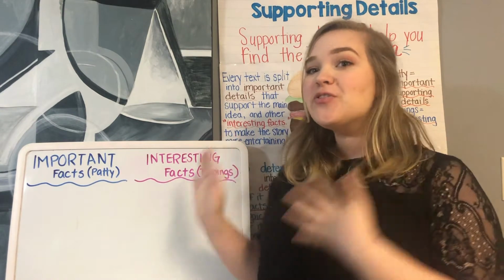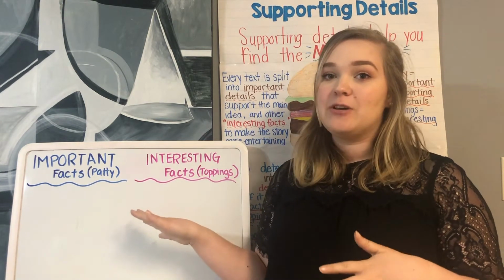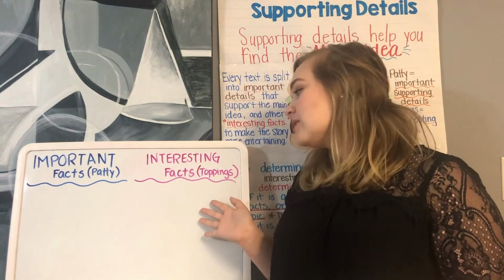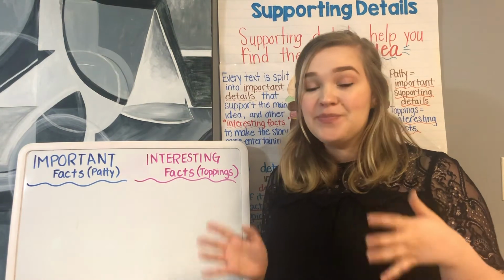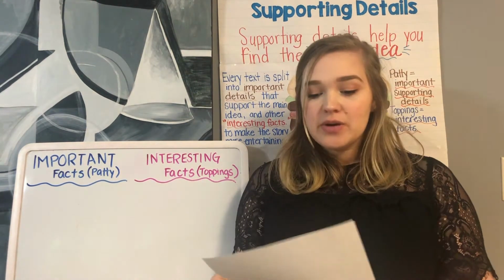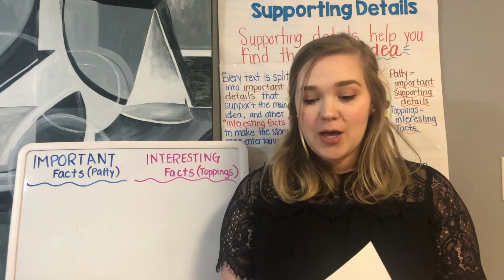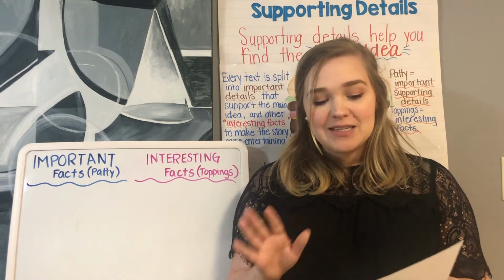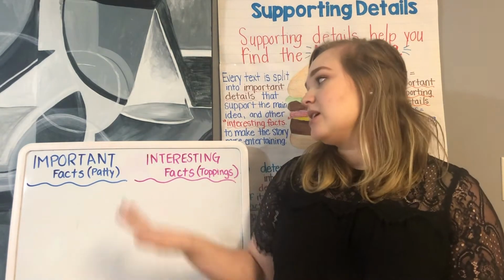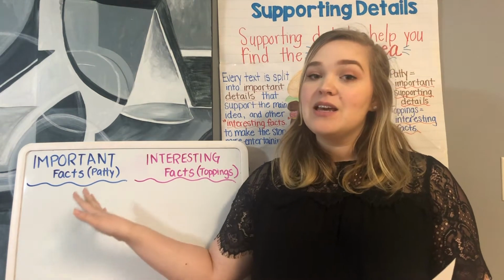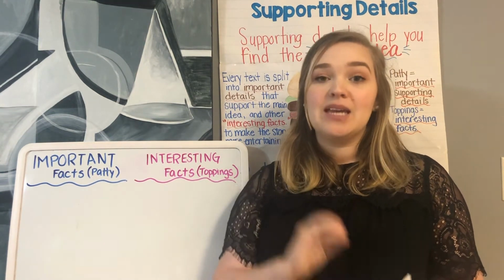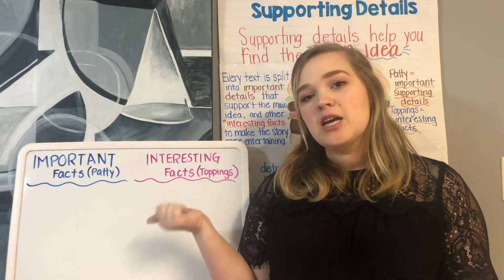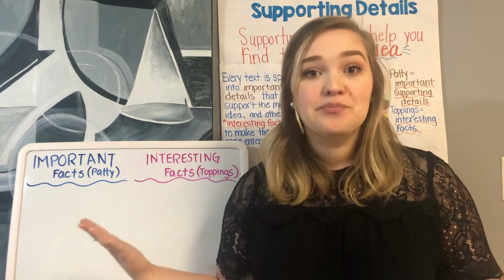Okay, so this is what we are going to use to help us figure out our important facts, like the patty on a burger, or the interesting facts, like the toppings on a burger. So to do this, we are going to be using a passage from the Wonders textbook called Energy from the Sea. And this is going to help us sort out what we think is important, what we find in the text that is related to the main topic, or what we think is just interesting, what the author put in there to make it a little bit more entertaining. All right?